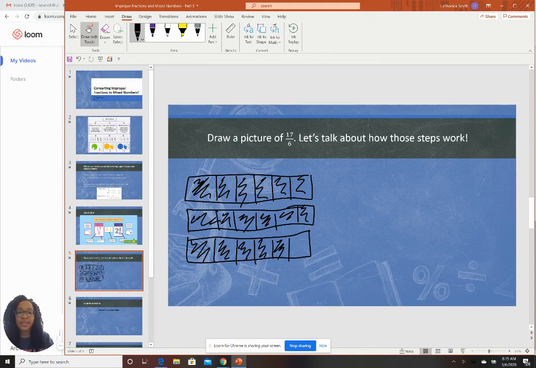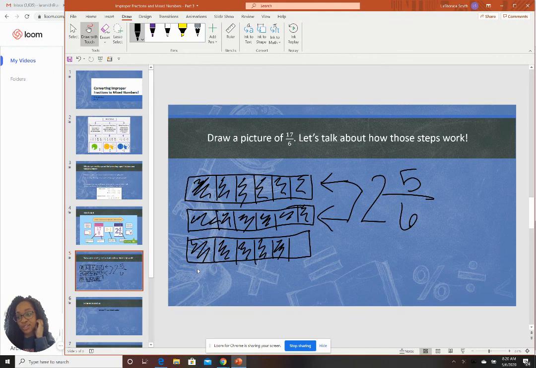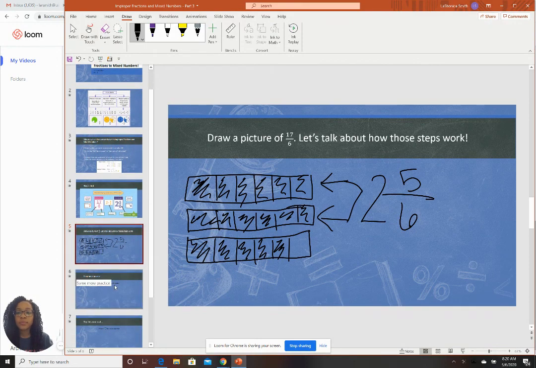So this shows us, again, that we have 2 wholes. So number 2. And that this is 1, 2, 3, 4, 5. And the whole was 6, okay? So you have 2 and 5/6. Now, if you were doing the division problem, you would do 17 divided by 6, and that would tell you that you got 2, remainder 5, okay? But we're going to just start off with drawing our picture.